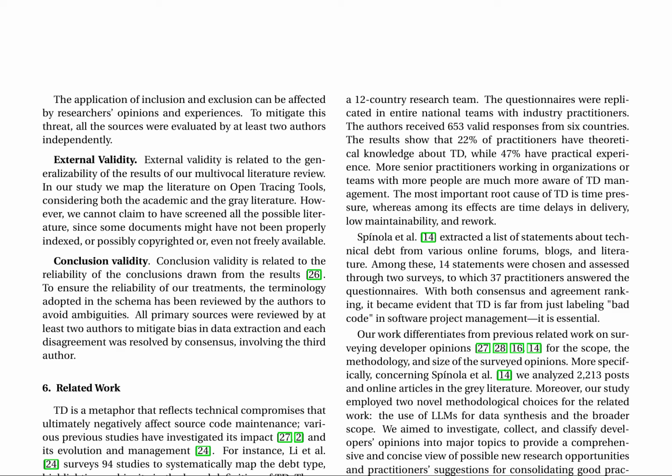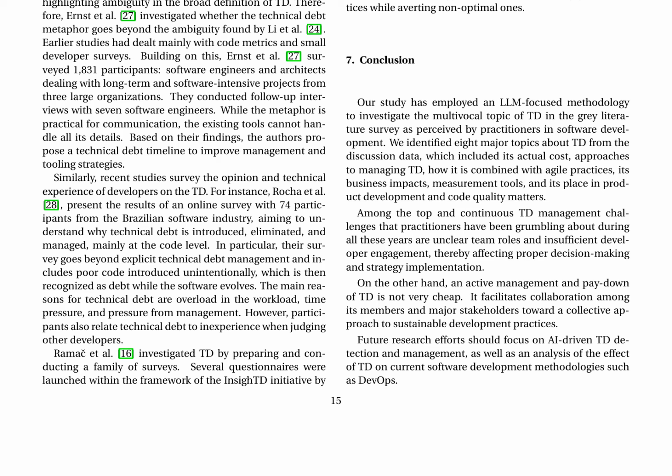Technical debt, TD, is a metaphor that reflects technical compromises that ultimately negatively affect source code maintenance. Various previous studies have investigated its impact, evolution, and management. For instance, Li et al. surveyed 94 studies to systematically map the debt type, highlighting ambiguity in the broad definition of TD. Similarly, Ernst et al. surveyed 1,831 participants and conducted follow-up interviews with 7 software engineers, proposing a technical debt timeline to improve management and tooling strategies.